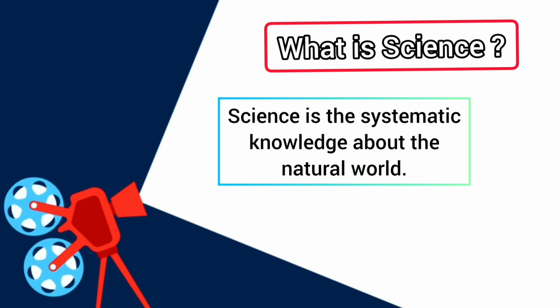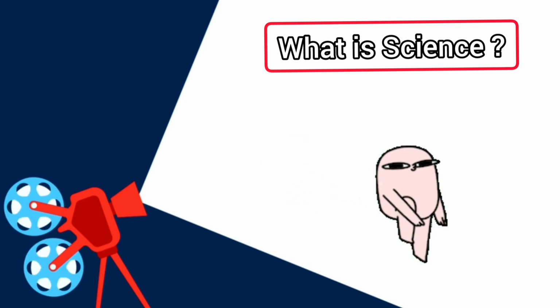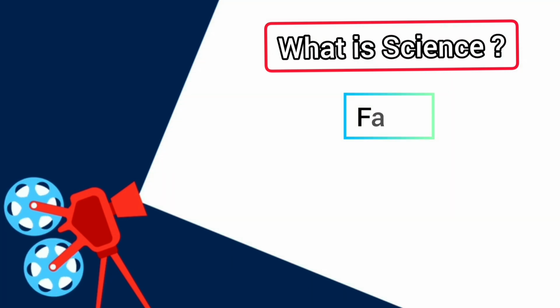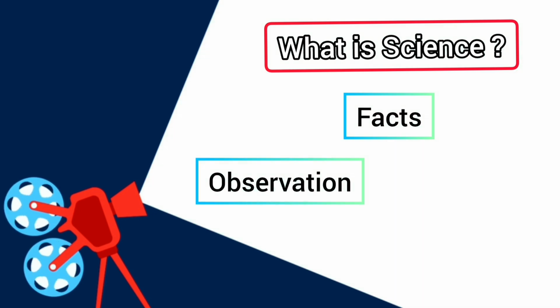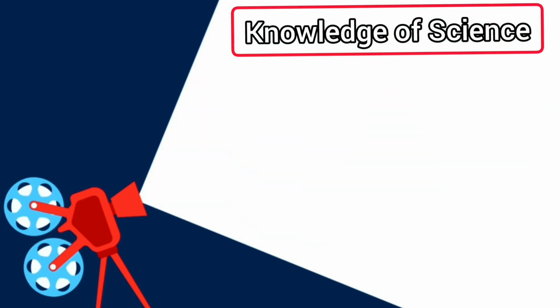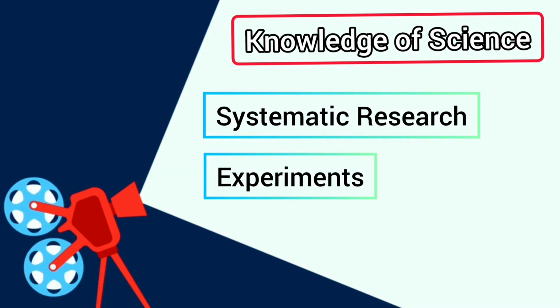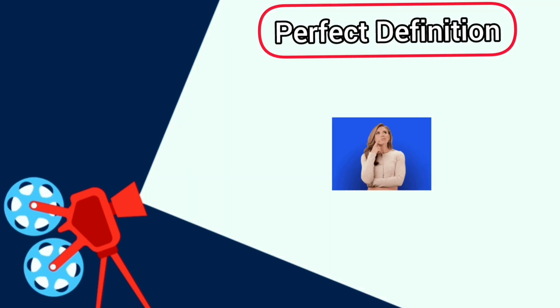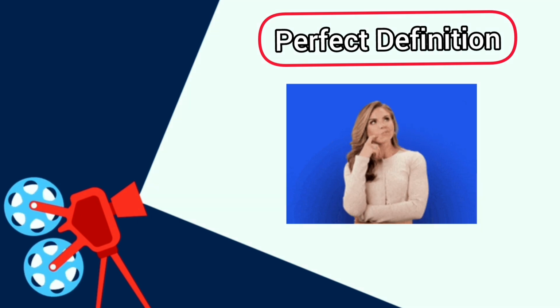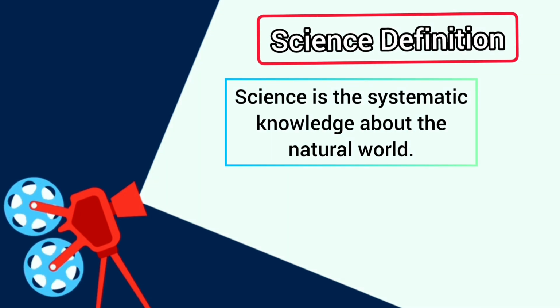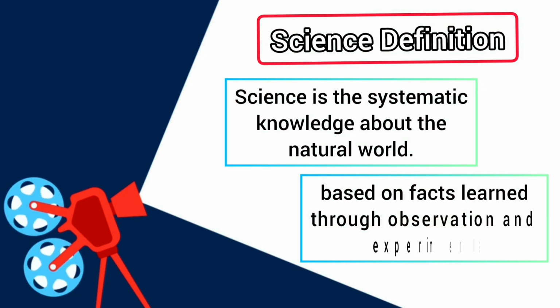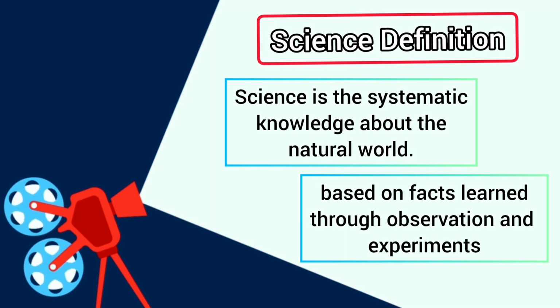Before starting the topic, let's first understand the basic definition of science. What is science? Science is the systematic knowledge about the natural world. But is that it? No, it is always based on facts learned through observations and experiments. Yes, the knowledge of science all comes from systematic research and experiments, and so we call them facts. So, what is the perfect definition of science then? Science is the systematic knowledge about the natural world based on facts learned through observations and experiments.